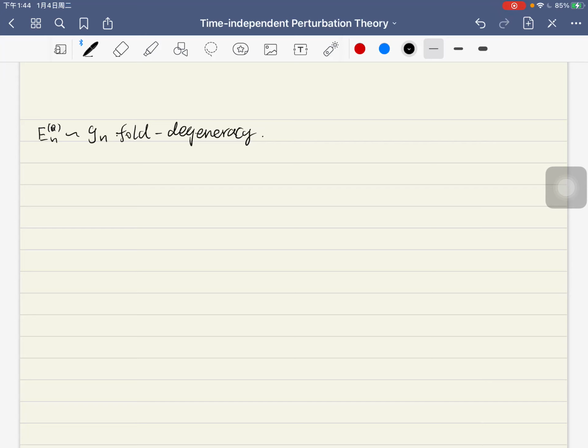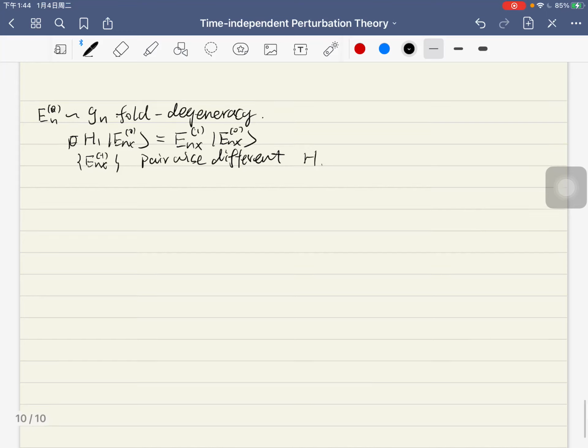Under this sub-eigenspace, we calculate the eigenvalue problem of H1: H1 |E_nx^0> equals E_nx^1 |E_nx^0>. We assumed that the E_nx^1 are pairwise different, which means H1 eliminates the degeneracy.